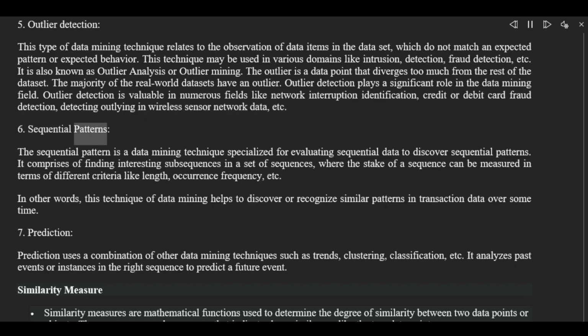6. Sequential patterns. The sequential pattern is a data mining technique specialized for evaluating sequential data to discover sequential patterns. It comprises finding interesting subsequences in a set of sequences, where the interest of a sequence can be measured in terms of different criteria like length, occurrence frequency, etc. In other words, this technique helps to discover or recognize similar patterns in transaction data over some time.